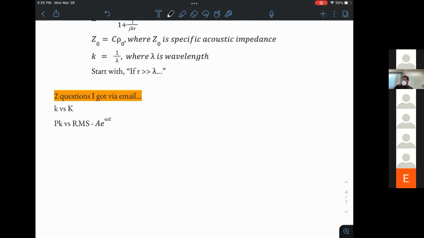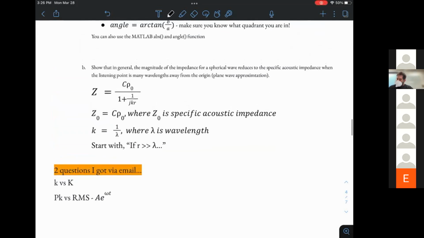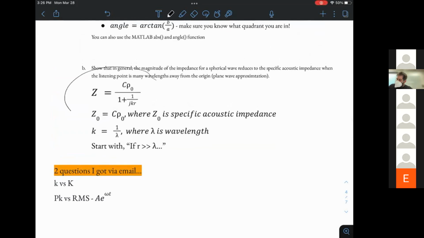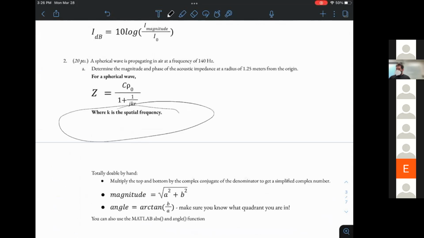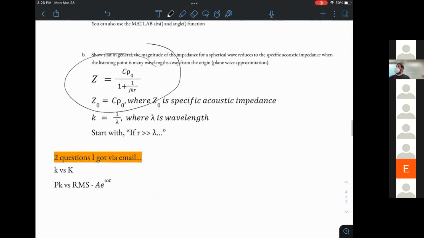So one was about little k versus big K, and whether in this equation for acoustic impedance, that K is a little k or a big K. And it's a little k. It's spatial frequency. So that's omega over c. So don't get that mixed up with, what's the big K called again? Bulk modulus, right? That's not bulk modulus. That K is omega over c, spatial frequency. Cool. And I know I put that here. I didn't give you the equation for it, but at least I did say that k is spatial frequency there. Just in case anybody had that same question.